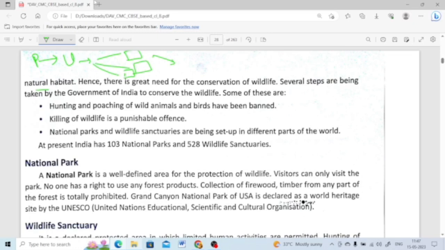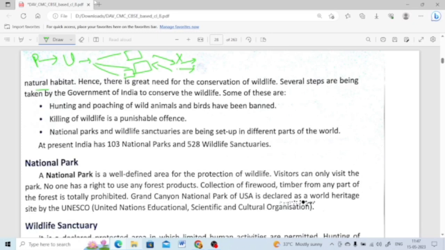Animals are coming out and they are entering villages. That is not true. You are encroaching on their shelter. That's why they are lacking food and shelter. That's why they came out, right? So several steps are being taken by the government of India to conserve the wildlife.